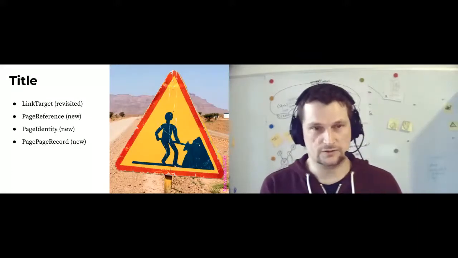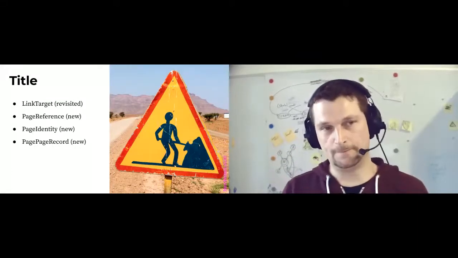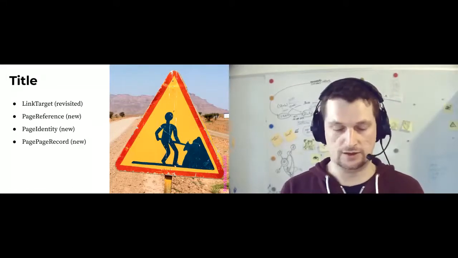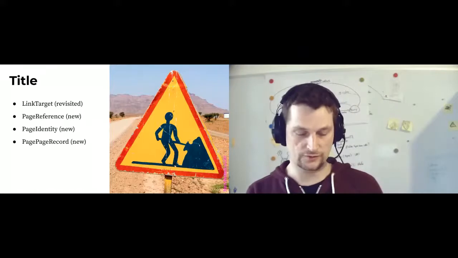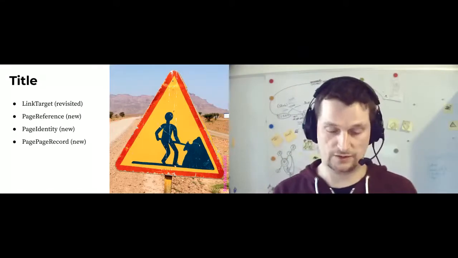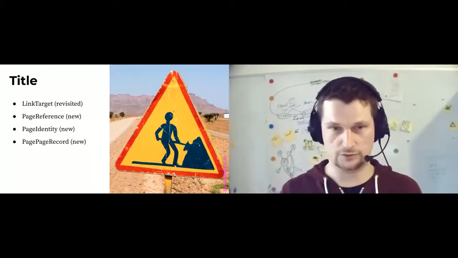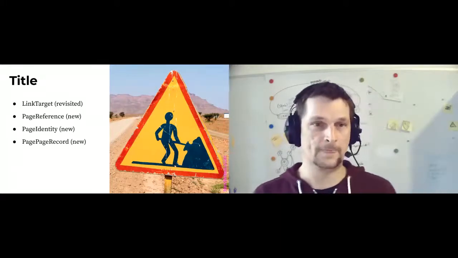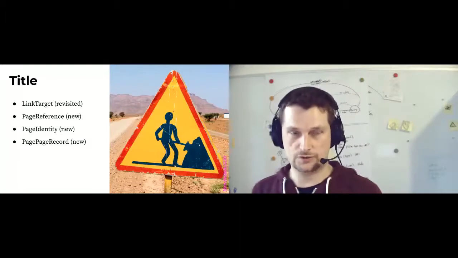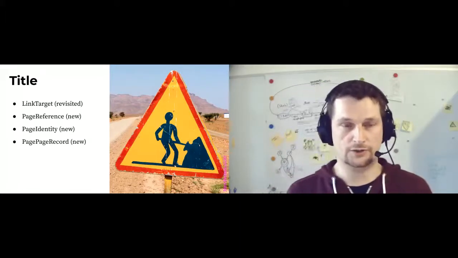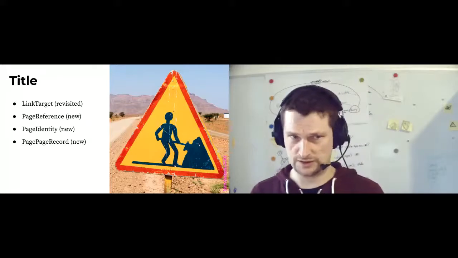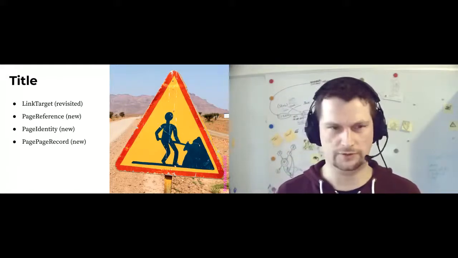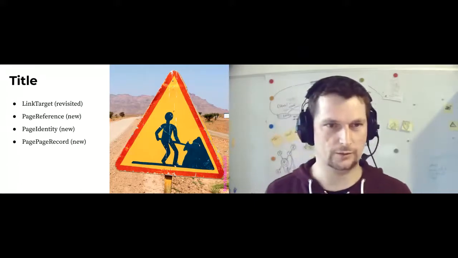For the title class, which is what I'm currently focusing on, a long time ago already, we introduced the link target interface to use instead of title to represent things that you can link to from wiki text, which could also be an interwiki link or a relative section jump and stuff like that. And what we now introduced in 1.36 are 3 new interfaces: page reference, page identity, and page record. That's page record, not page record. Sorry about that. I guess I got carried away.